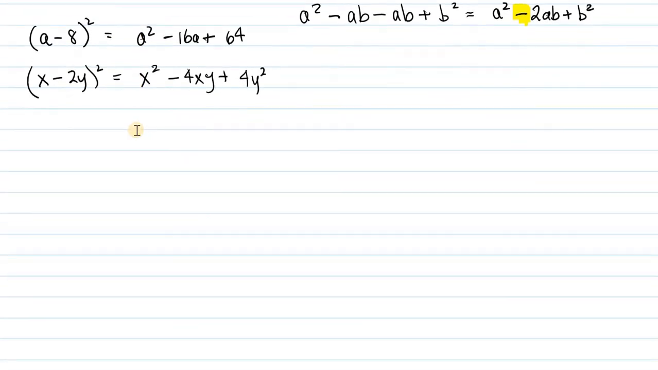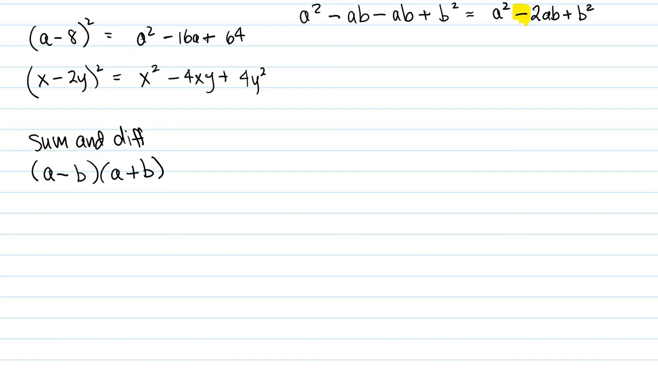Okay, a third special product is called a sum and a difference. It's really a product of the sum and a difference, but basically it looks like this: a minus b, a plus b. And those can be switched, so it could be a plus b first and then a minus b.